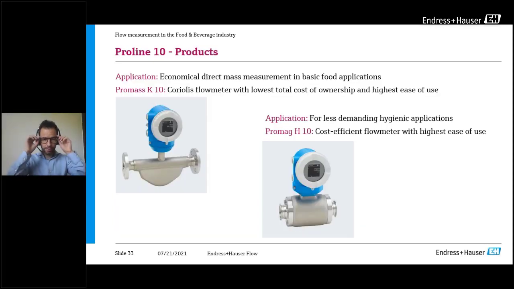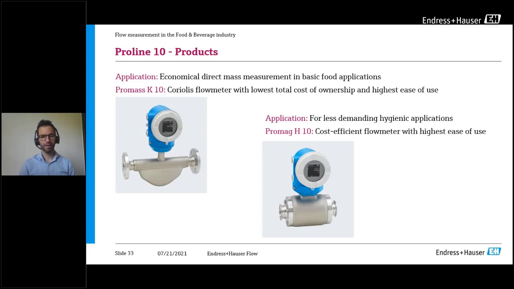Yeah, so two products which bring benefit in the food and beverage industry. One is Promac K10. It's a new product, didn't exist before. It's a Coriolis mass flow meter, and if you need to measure especially non-conductive fluids, this would be your choice. And when it comes to conductive fluids, also more cost efficient would be then the Promac H10.